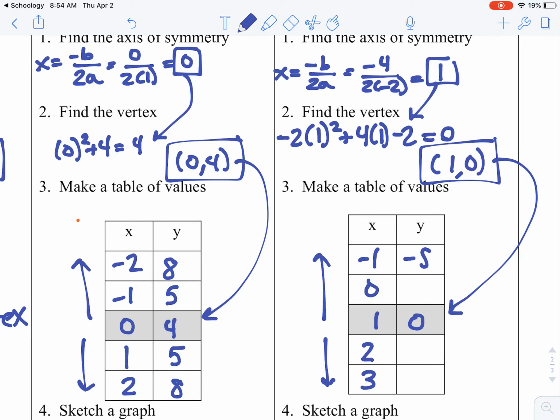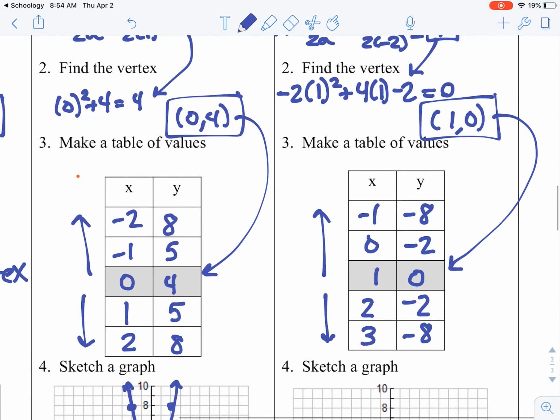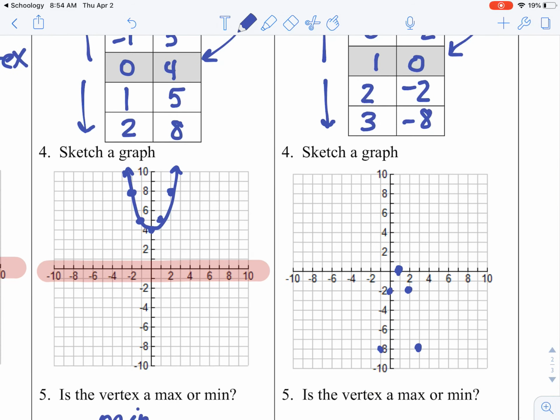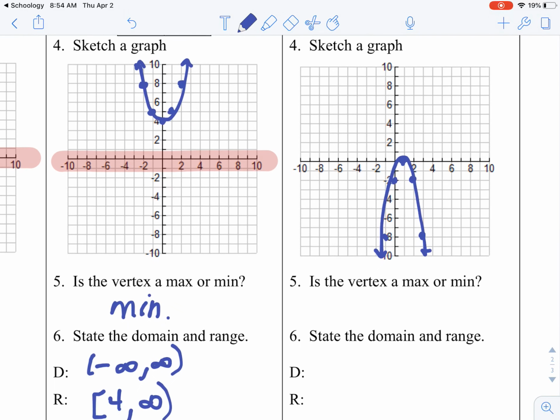We have -8, -2. Graph our points: -1, -8. 0, -2. All right. So my vertex now has become a maximum. It's the highest point on my graph.